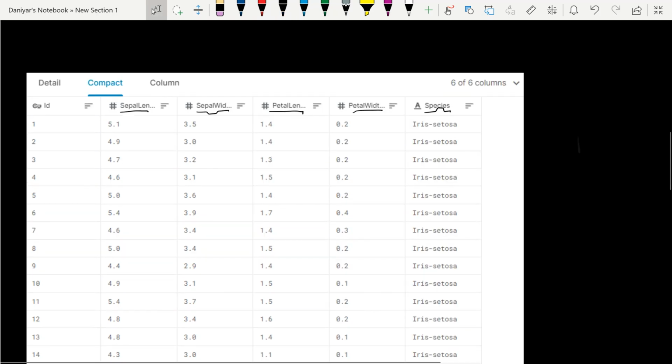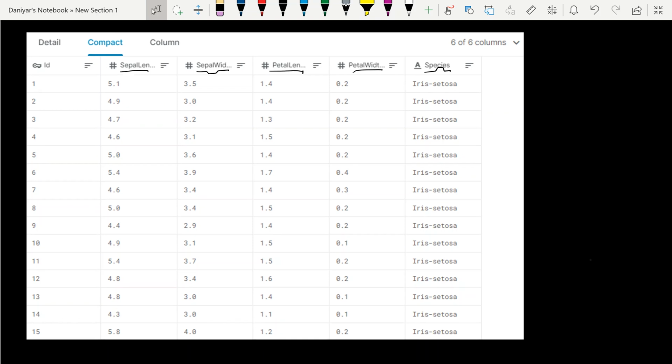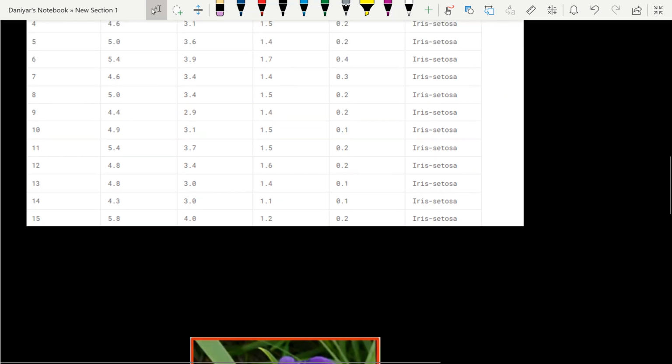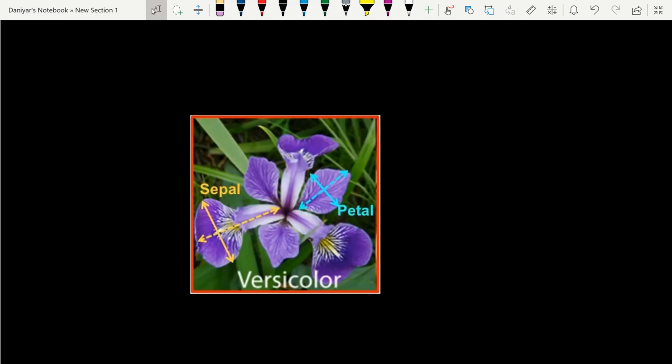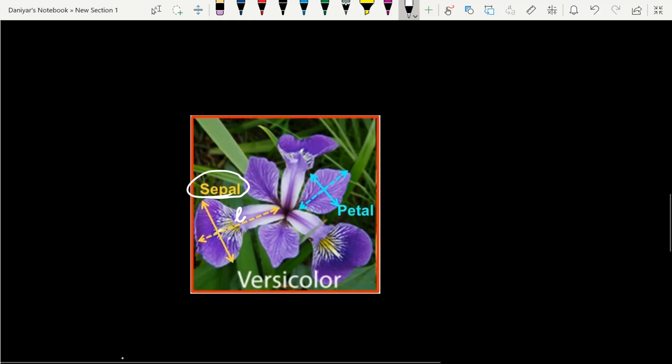So as a good data scientist, you should first understand what sepal length, sepal width, petal length, and petal width mean. And here's a pictorial depiction of what it means. So what we have here is the sepal right here. So we'll be looking at the length of the sepal as one of the variables we'll use to predict the species. We'll also look at the width right here. We also have the petal, and again we have the length of the petal, and we have the width of the petal.